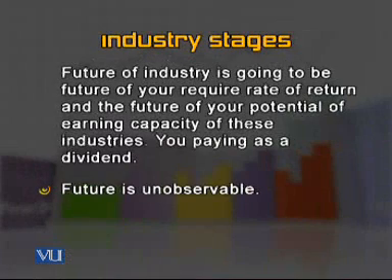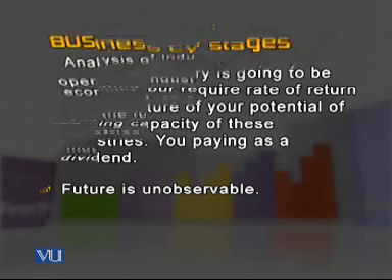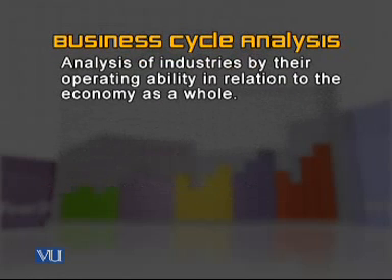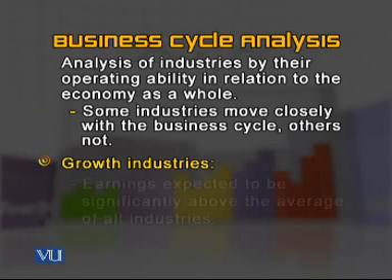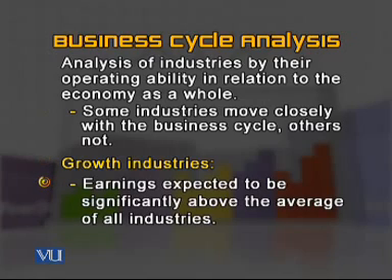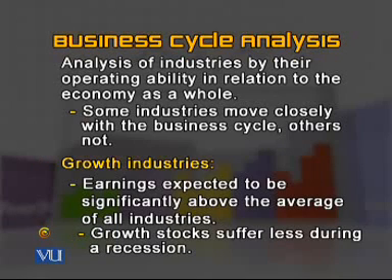Now, the future, as we talked about, is unobservable. So we need an analysis of industries by their operating ability in relationship to the economy as a whole. Some industries move closely with the business cycle, others do not. Growth industries are an example in which earnings are expected to be significantly above the average of all industries. Growth industry stocks suffer less during a recession.